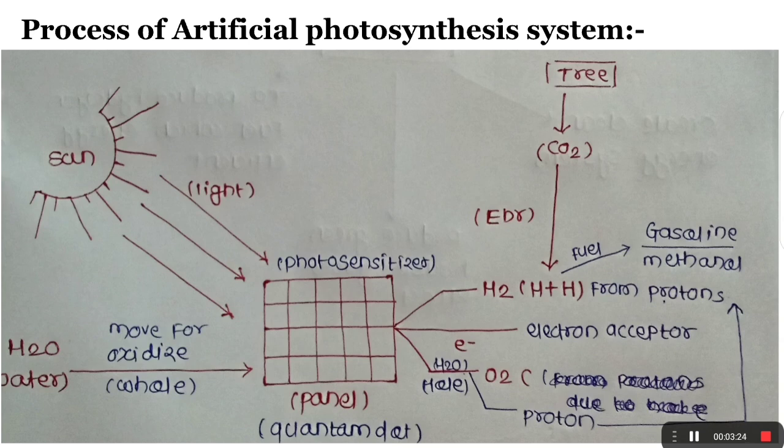This quantum dot material is called photosensitizers. These panels are made from photosensitizers, or photosensitizers are quantum dots. This panel contains quantum dots. Now water comes from the source. Also, in the definition we see that to carry out the process of artificial photosynthesis, we need two factors, that is light and H2O, that is water.